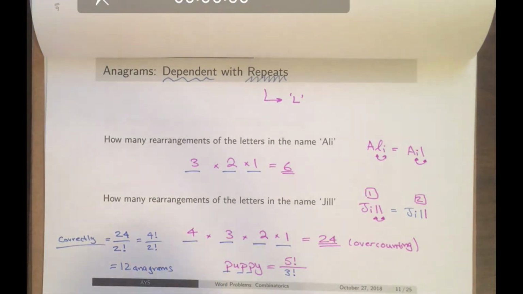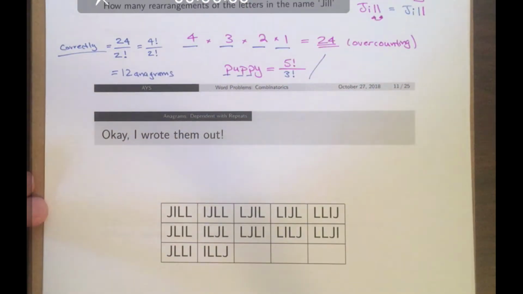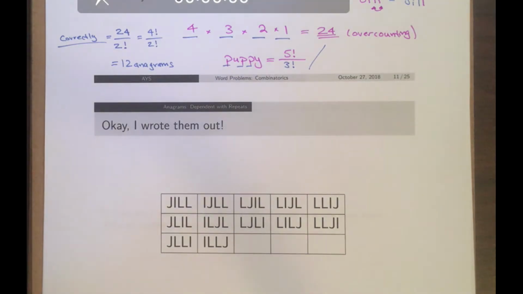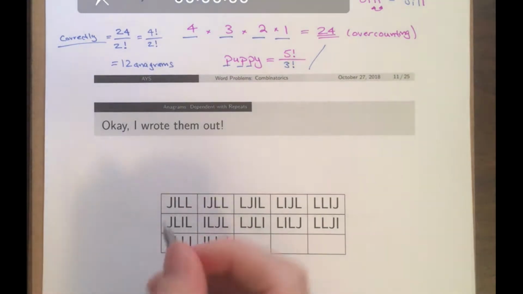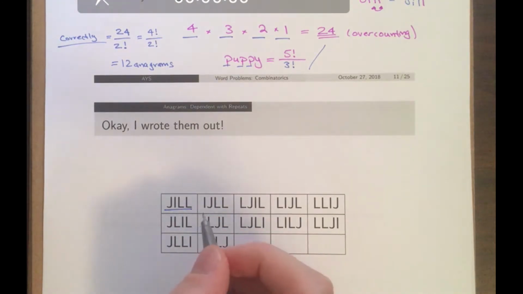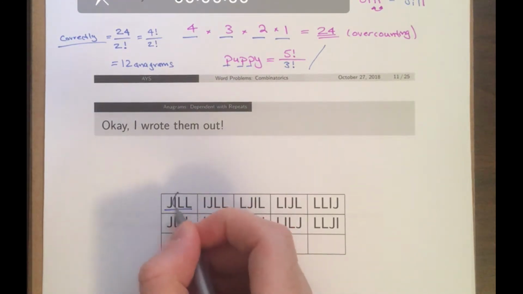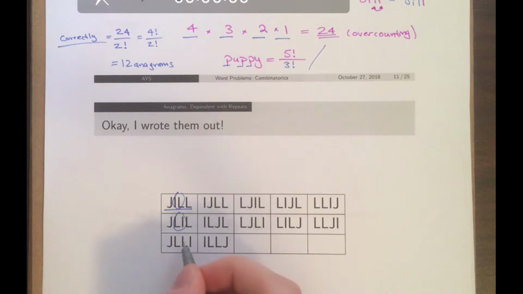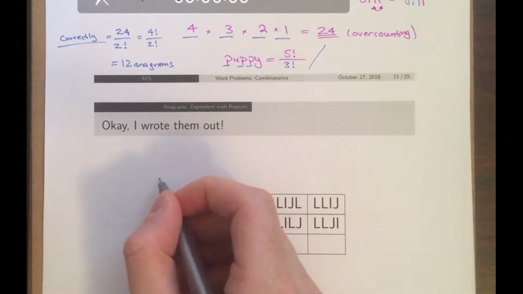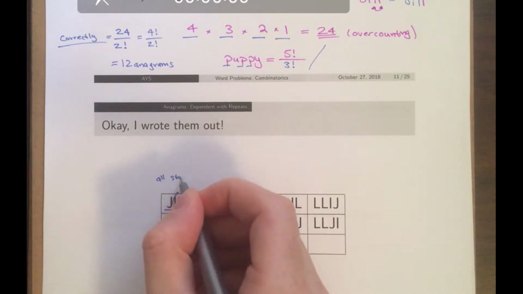Let's see if I can think of an example. There's some examples coming up. So I went ahead and wrote them out. It's good to practice writing them out. Sometimes you just have to do it. So I started with Jill. Then I flipped the I and the L here. Then I flipped the I and the L here. So I had all the combinations. These are all the combinations that start with J.